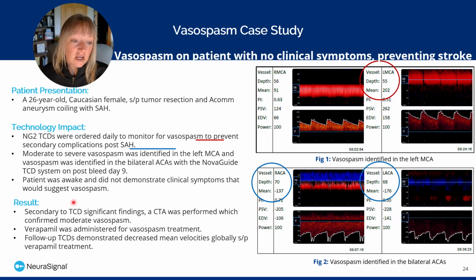A CTA was performed after the TCD found these elevated mean velocities, and the CTA confirmed vasospasm. Verapamil was administered to decrease the mean velocities and prevent stroke on this particular patient.